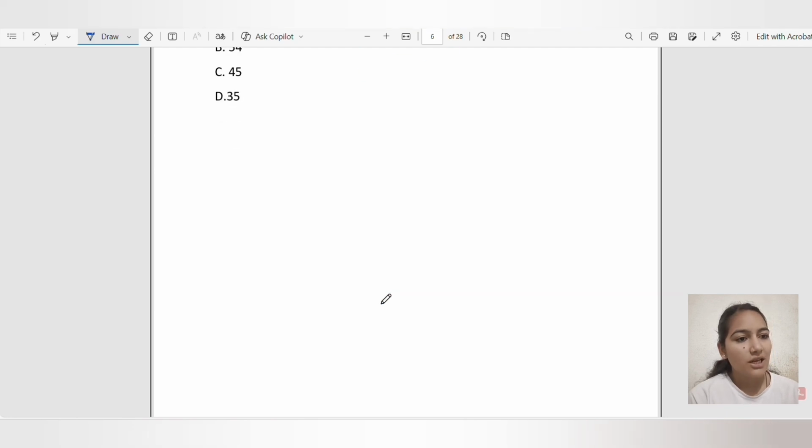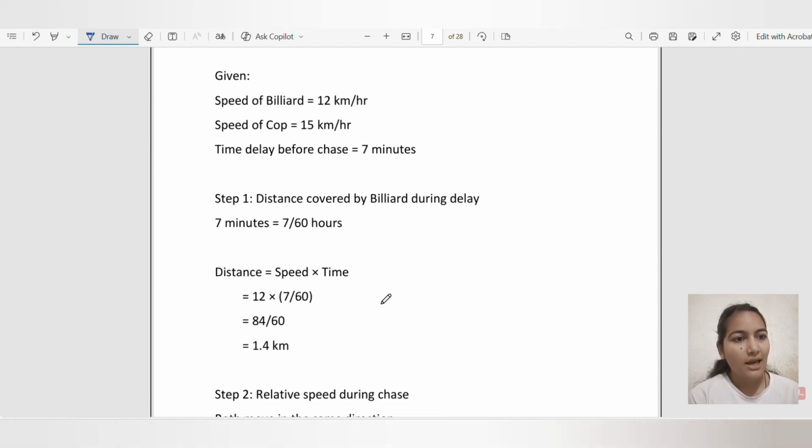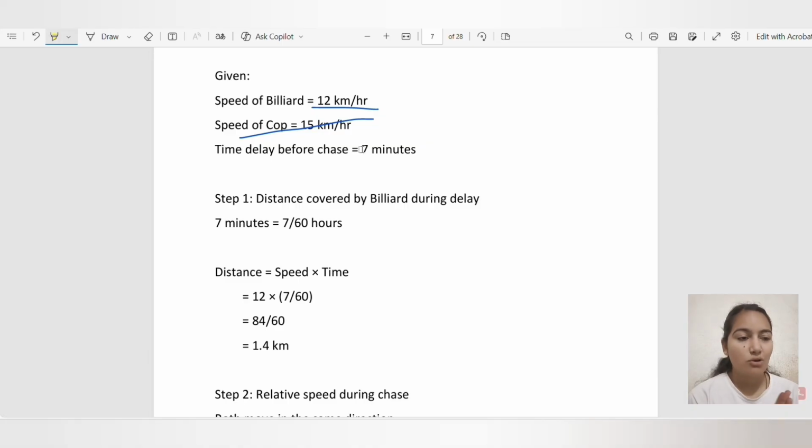So the speed of the billiard is 12 km per hour and the speed of the cop is 15 km per hour, and the time delay before the chase is 7 minutes. Okay, understand how you find that 7 minutes is the time delay, because when we cross each other, the cop car continues for 7 minutes, then he returns back and chases the billiard.